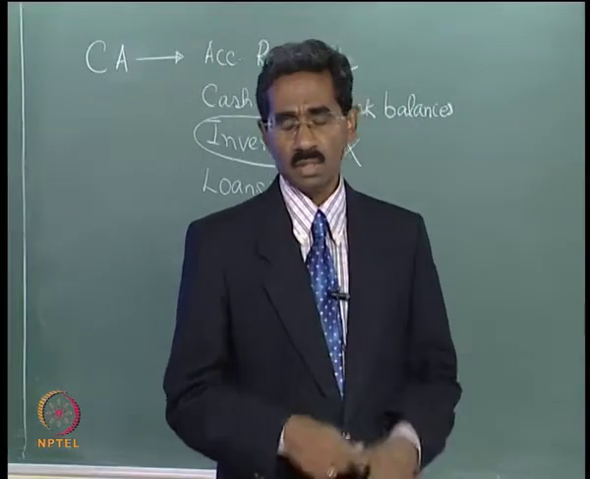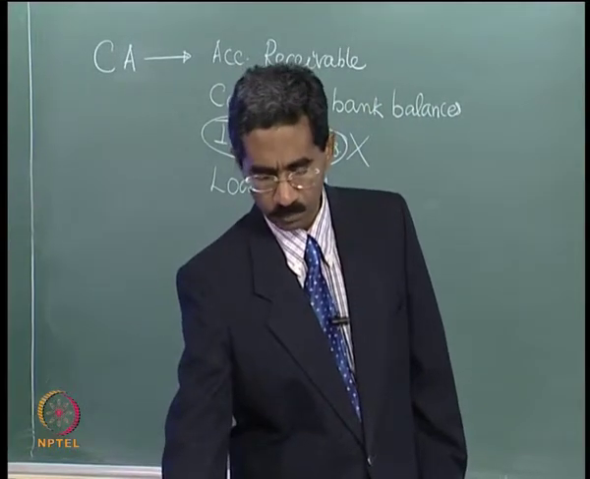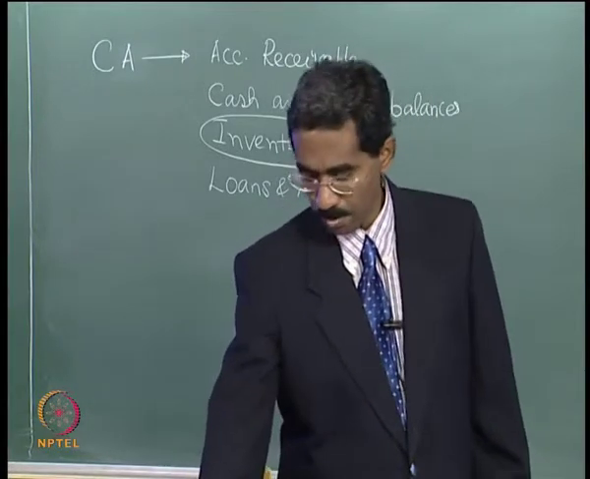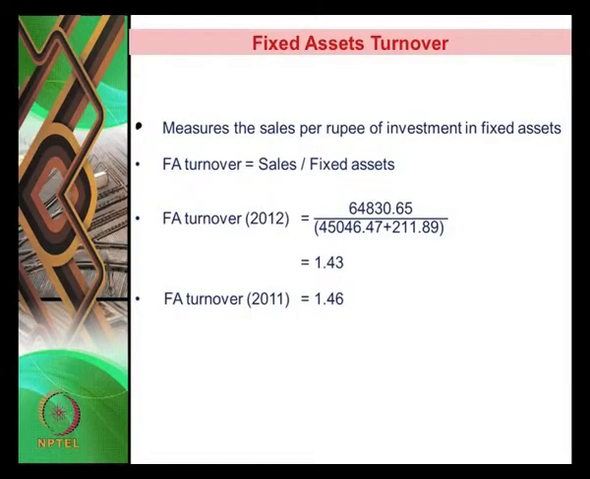Now let us look at a second turnover ratio, which is your fixed assets turnover. Fixed assets turnover indicates how efficiently the fixed assets have been utilized by the company. The company has made a certain amount of investment in fixed assets, and using that investment, how much sales has the company been able to generate. So if the company is more efficient, then for a given level of fixed assets the company will be able to generate a higher amount of sales by functioning a lot more efficiently. So that is what this ratio tries to measure.